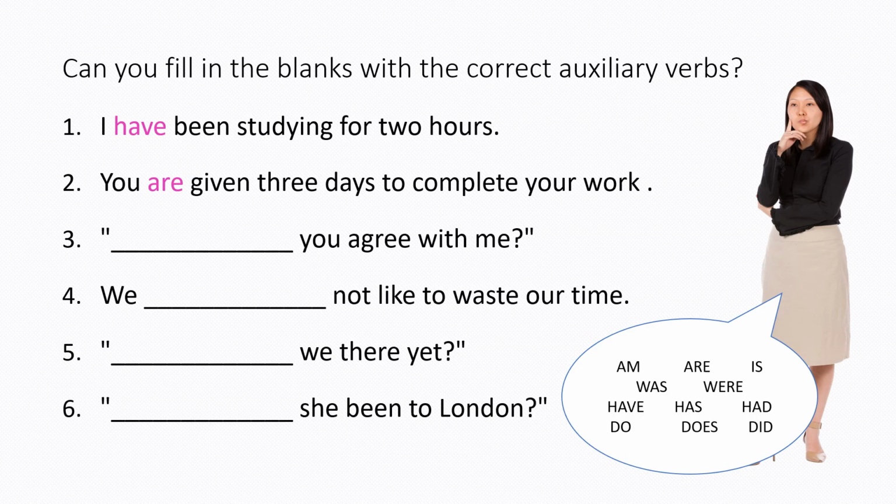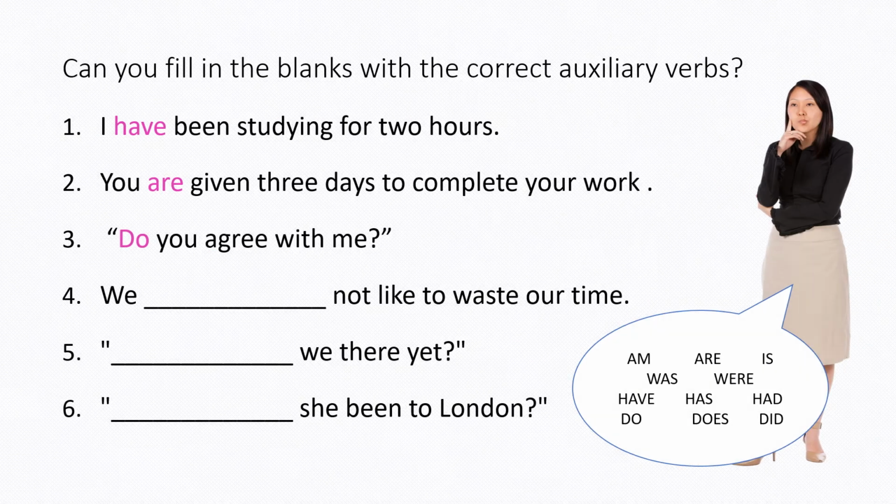Question 3. You agree with me? Notice the main verb agree is there. What do you think is the auxiliary verb? Yes, it is the auxiliary verb do. Do you agree with me? Do is the auxiliary verb. Agree is the main verb. This is a question, so it ends with a question mark. So, it's now your turn to try questions 4, 5, and 6.